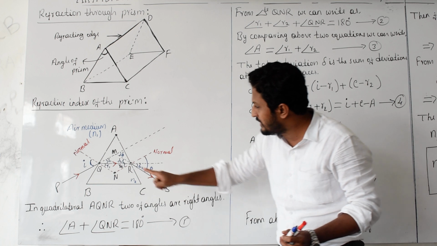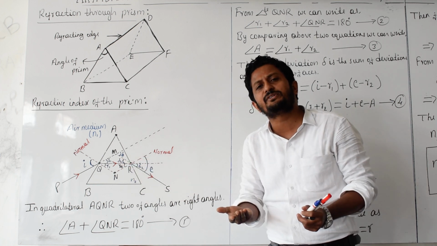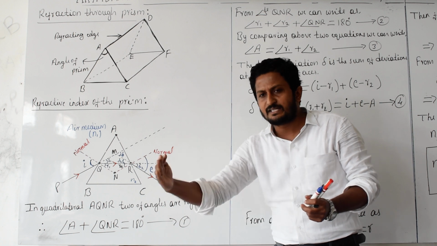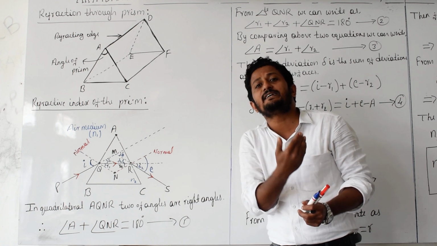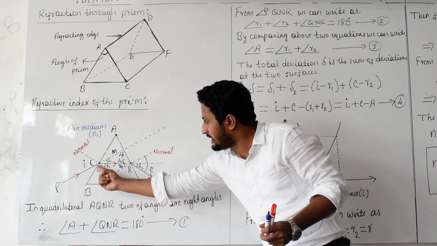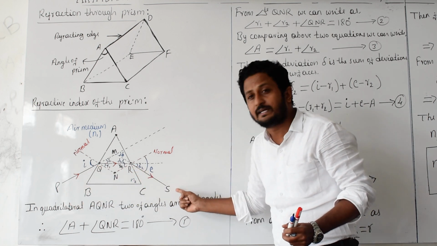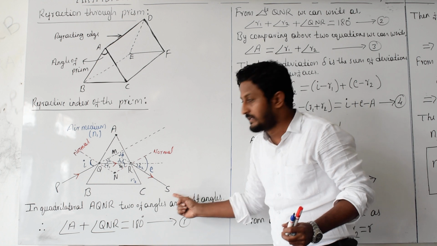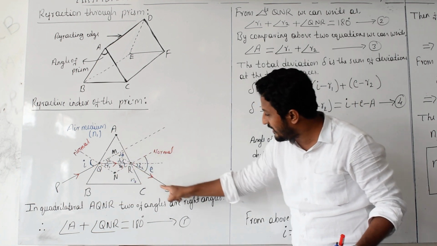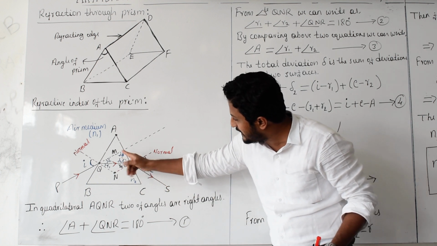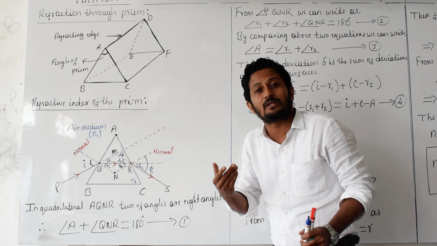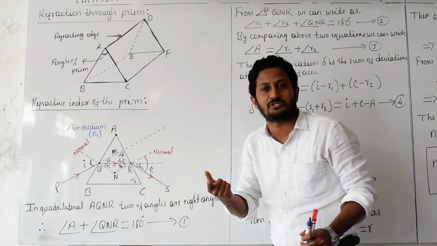Where is that total deviation? Total deviation means the angle between the incident light and the emergent light. PQ is the incident light, RS is the emergent light. Instead of going along PQ, it went along RS, it changed its path by this angle. That we call the total angle of deviation.